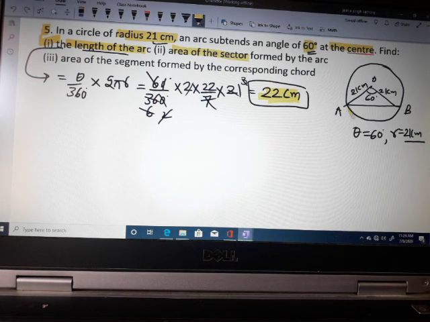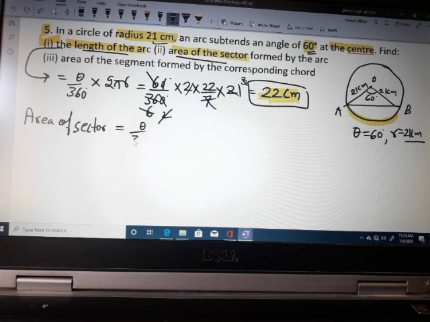This is the minor arc, that's why theta is less than 180 degrees. That is the minor arc. You have to find the area of this minor sector. So simply you have to find the area of the sector. Already you know the formula: area of sector equals theta upon 360 degrees into pi r squared.